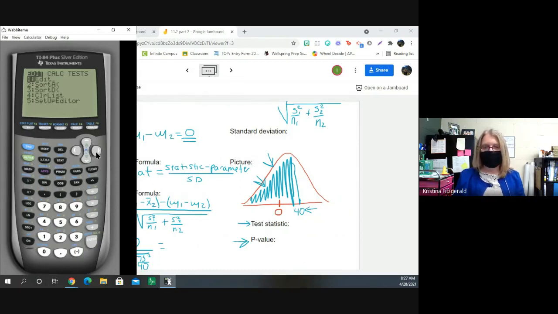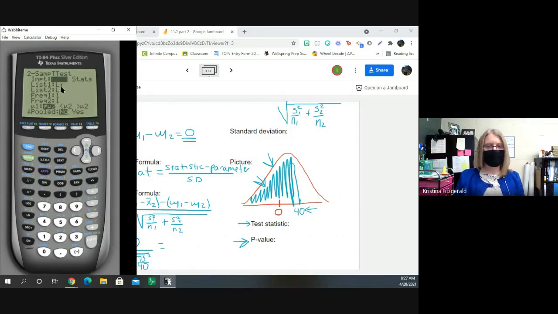After you turn it on, you're going to go to the tests, and you're going to do a 2-sample t-test. So don't just do a regular t-test, because that's just for one sample. But on your list, you should see 2-sample t-test. And you're going to hit enter.